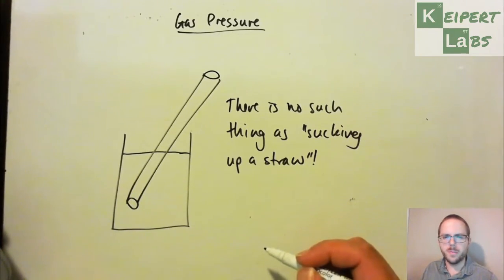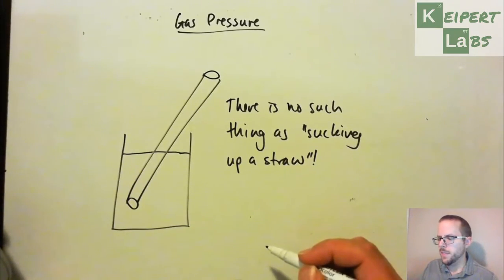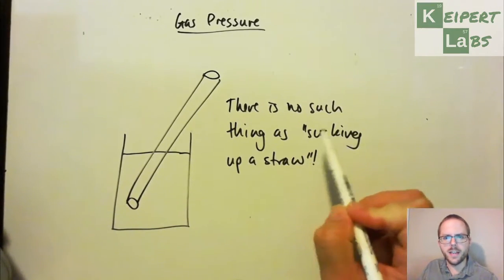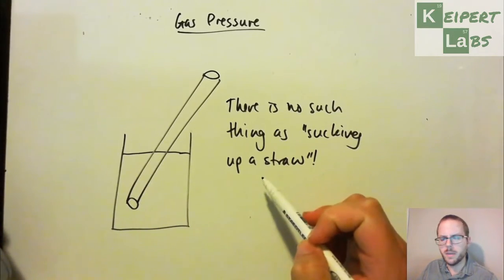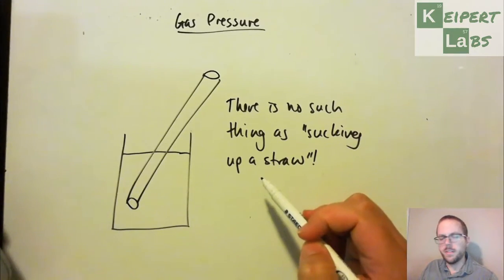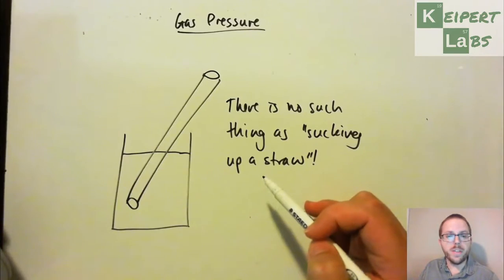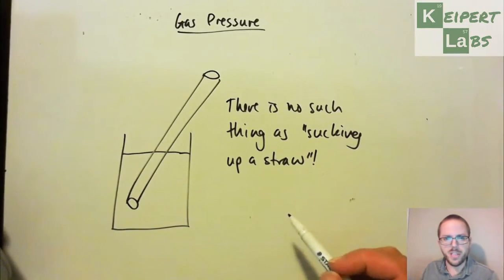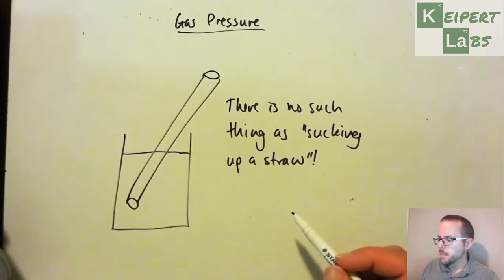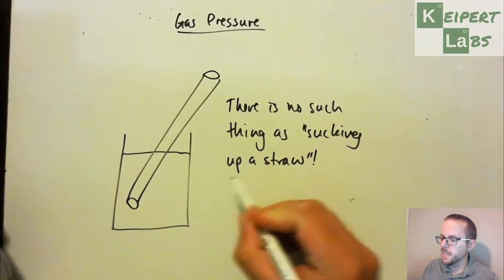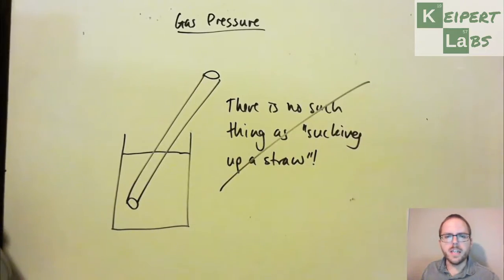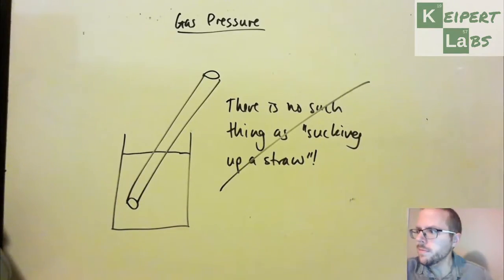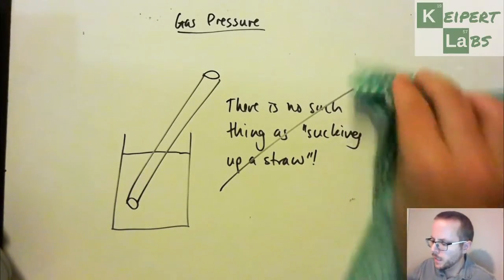Now, I understand that that's a bit of a surprising, strange thing for me to suggest. You might say, of course, Mr. Kuiper, there is sucking up a straw. I mean, we drink through a straw all the time. There is no such thing as sucking up a straw, believe it or not. Now, we all know that there is something that happens when you put a straw into your mouth. You're able to drink through it. So there is something going on here, but using this particular phrase is not helpful. I'll explain to you why.